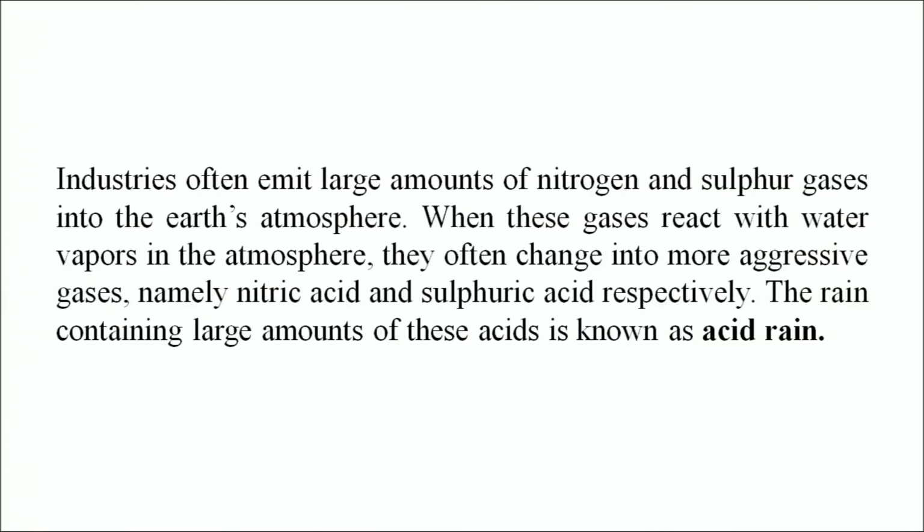Another important environmental threat from industries is acid rain. Industries emit large amounts of nitrogen and sulfur gases into the Earth's atmosphere. When these gases react with water vapors in the atmosphere, they change into more aggressive compounds, namely nitric acid and sulfuric acid respectively. The rain containing large amounts of these acids is known as acid rain.